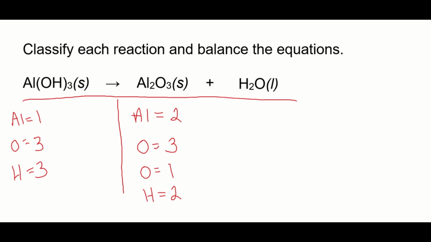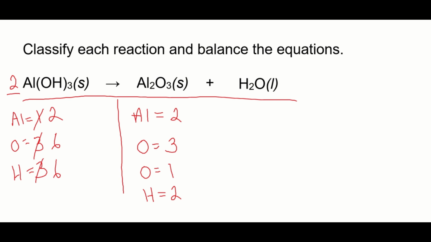All right, let's balance the aluminum first. I need a coefficient of 2 on the reactant side to balance the aluminum. That's going to double everything else I have because there's only 1 compound on the reactant side.